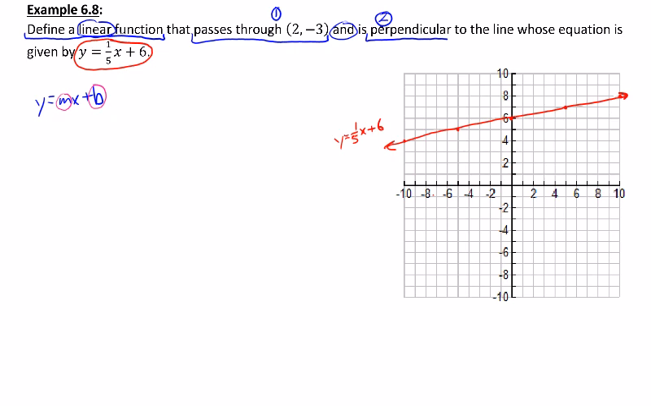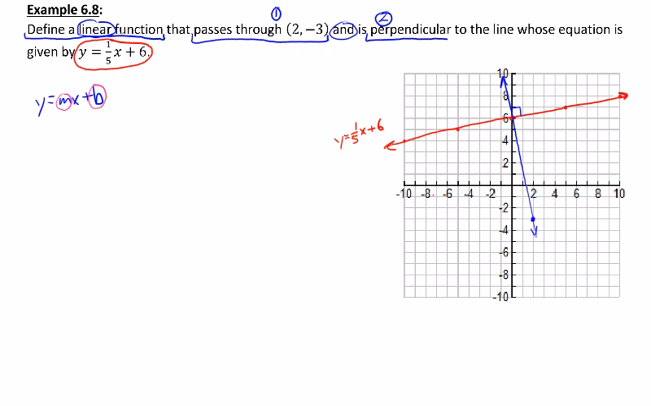Our function needs to pass through the point (2, -3), and we'll mark that, and it has to be perpendicular to the line that we just drew. So I'm going to do an estimation. It should be something similar to this, so it forms a nice 90-degree angle at the intersection where the two lines cross. Now again, this is just an estimate. This doesn't give me the exact slope that I need for the equation.